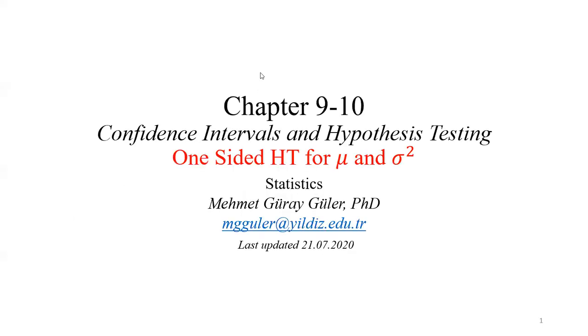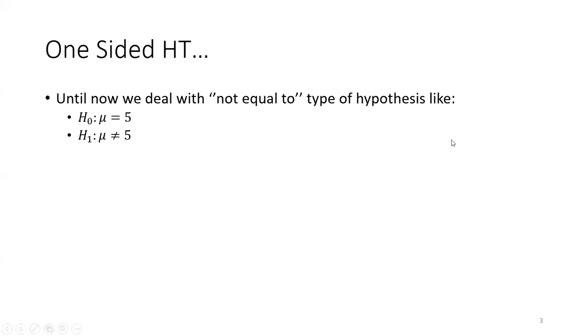Hello everyone. So in this video, we will talk about confidence intervals and hypothesis testing for mu and sigma square again, but this time we will talk about one-sided tests. Okay, one-sided tests. So what does this mean? Up to now, we just dealt with this type of hypothesis testing. We just check whether mu is equal to 5 versus mu is not equal to 5.